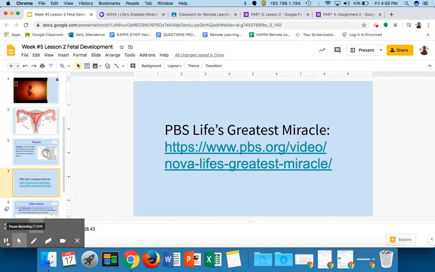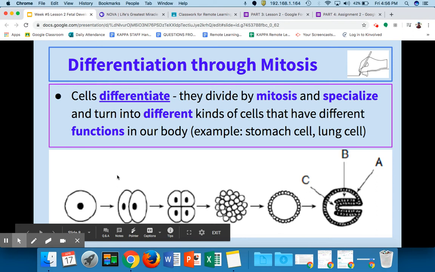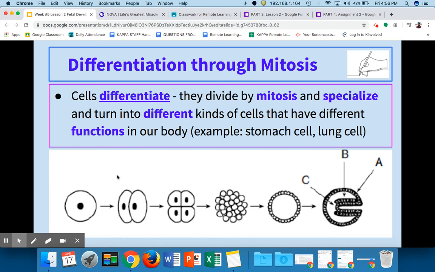But highlighting the process in which the ball of cells turns into different types of cells is called differentiation. And this happens through mitosis. So remember from our lesson last week, the beginning of the week, that mitosis is the division of cells. This is exactly what's happening here. So cells differentiate, they divide by mitosis and specialize and turn into different kinds of cells that have different functions in our body. Example, stomach cell and lung cell.